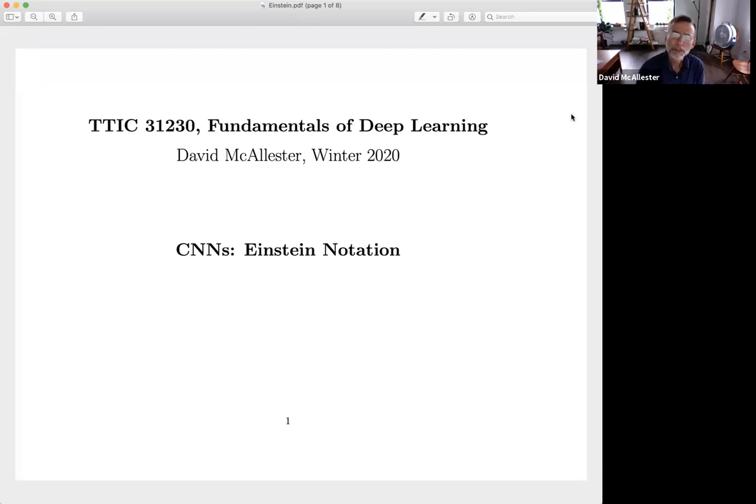Hello, this is a short unit that's preliminary to convolutional neural networks, which we'll take up in more detail in the next unit. Here we're going to do Einstein notation. Einstein notation is going to provide a simpler and clearer notation, and it will be particularly effective in convolutional neural networks. And it's a notation that we'll use throughout the rest of this class.